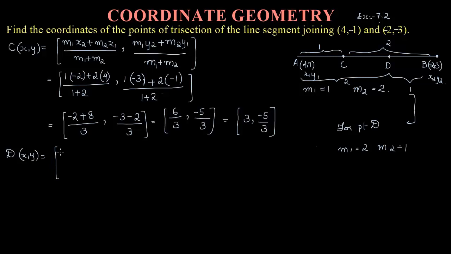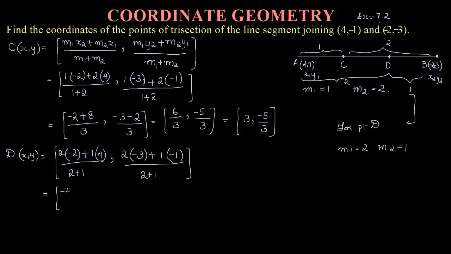Then we will just substitute here 2 into minus 2, plus, then we have M2 which is equals to 1 into x1. x1 is how much? 4. Right, then we will divide it by 2 plus 1. M1 is 2 and M2 is 1, comma, 2 into y1. y1 is how much? You have minus 3 plus 1 into y1, I mean y2, right? So it is minus 1, and this will be divided by again 2 plus 1, right? So what are you going to have here?